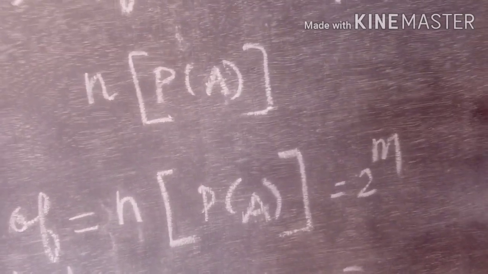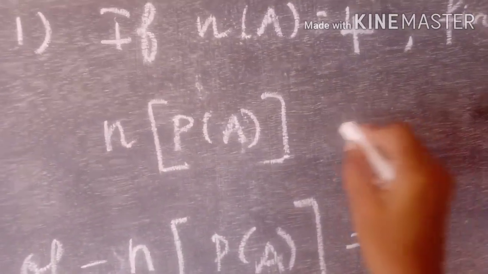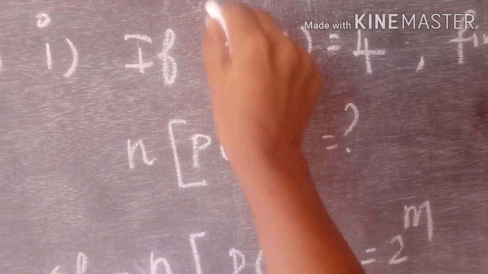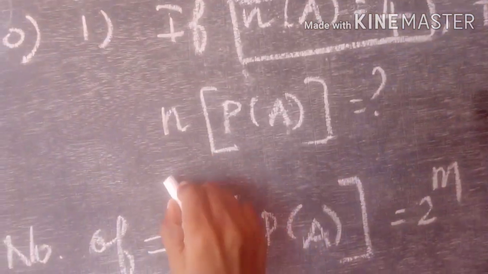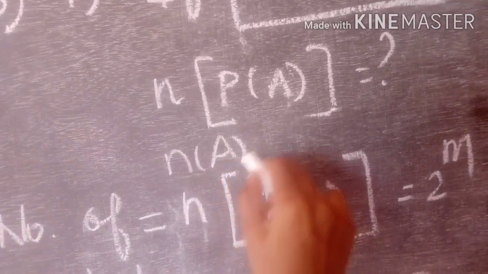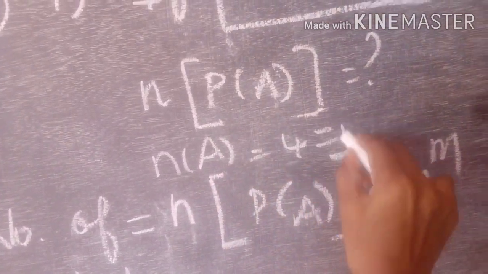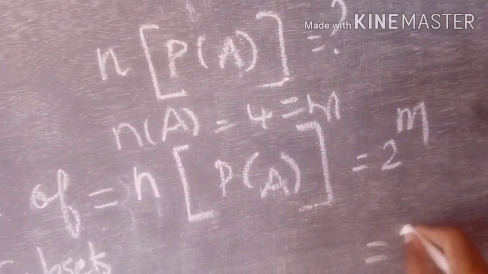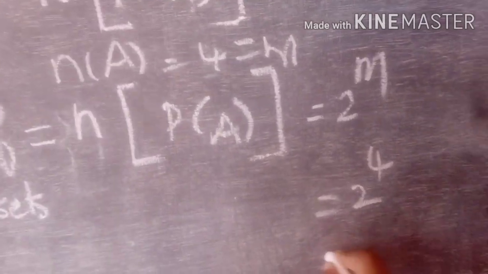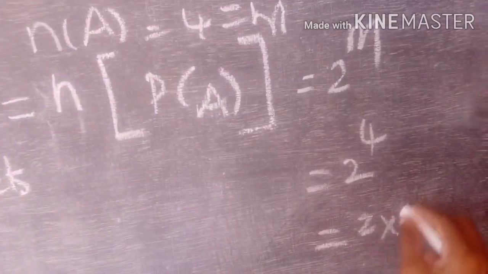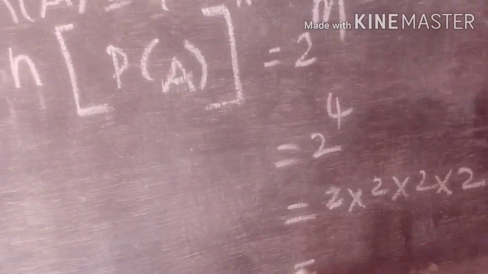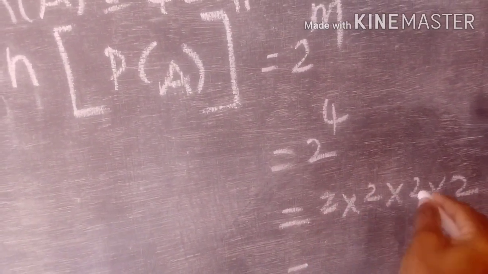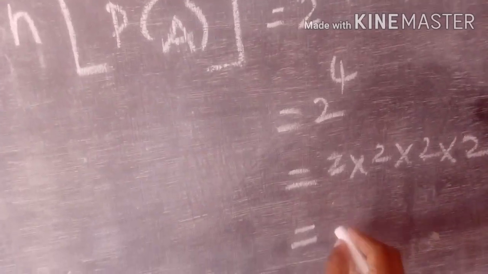2 power m. இந்த m னா என்னதுன்னு சொல்லியிருக்கேன் ஆல்ரெடி. m means கிவனில் கொடுத்துருக்காங்க இல்லையா, n of A equal to 4ன்னு கொடுத்துருக்கா. ஸோ n of A equal to 4ன்னு கொடுத்துருக்காங்க இல்லையா, அதுதான் m. ஸோ அப்போ 2 power 4. 2 power 4 means 2 multiplied by 4 times. Okay. So what is the answer? 2 2s are 4, 4 2s are 8, 8 2s are 16.